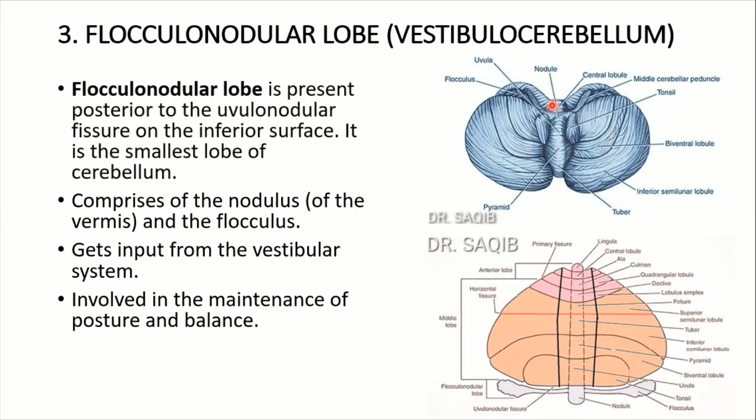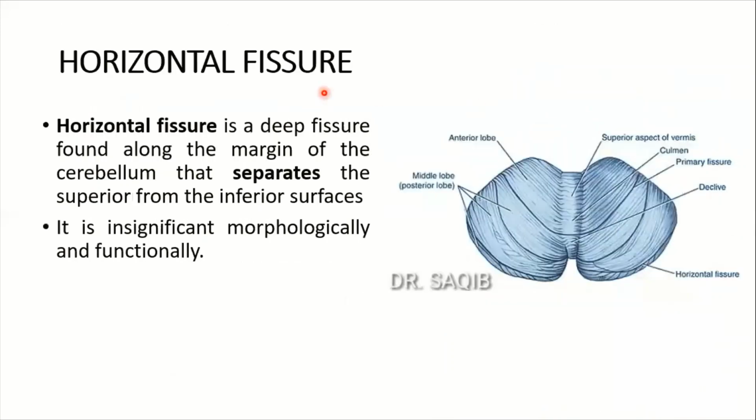And I will show you very soon the parts of the vermis and the corresponding part of the lateral hemispheres. That's very interesting. I told you the horizontal fissure is a deep fissure found along the margin of the cerebellum that separates the superior from the inferior surface. I told you this already. It is insignificant morphologically and functionally.